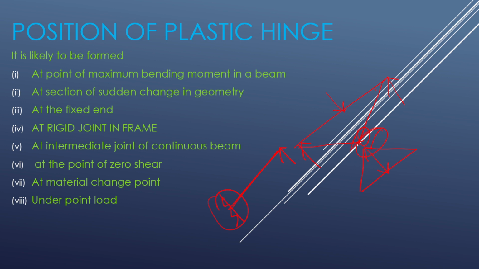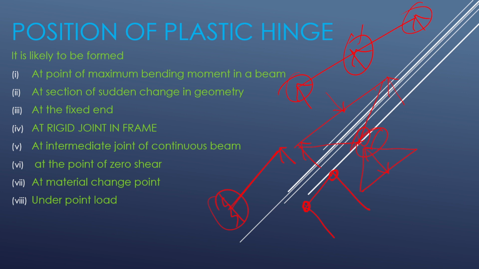At a rigid joint in a frame, the rigid joint also forms plastic hinges. For the intermediate joint of a continuous beam, like this, these two are the exterior supports and this one is the intermediate support. The exterior supports are simply supported, so no plastic hinges develop there. At the intermediate support we can identify that the plastic hinge is developed.